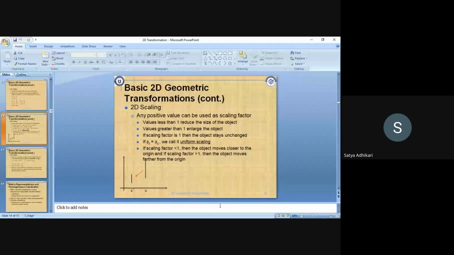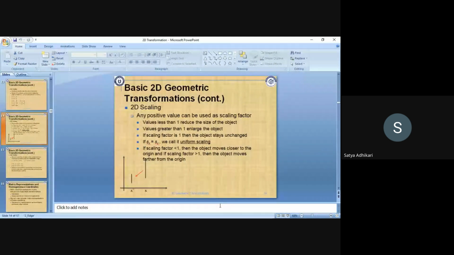If Sx is equal to Sy, we call it uniform scaling. That is, we are changing the size of the object uniformly along the x-axis and y-axis.